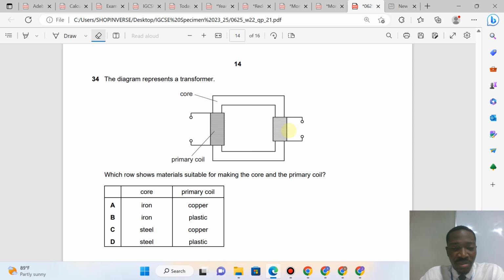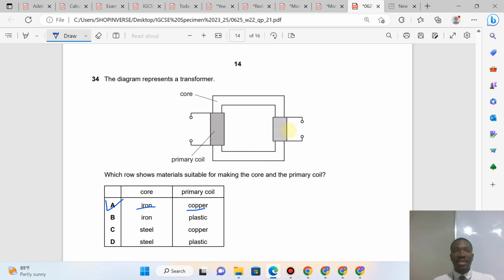The diagram represents a transformer. We have the primary coil, we have the secondary coil. Which row shows the material suitable for making the core and primary coil? The core of a transformer must be made of soft iron, okay? Laminated soft iron, while the coil must be made of copper. So the core is iron, while the coil is made of copper. That makes option A the correct answer.